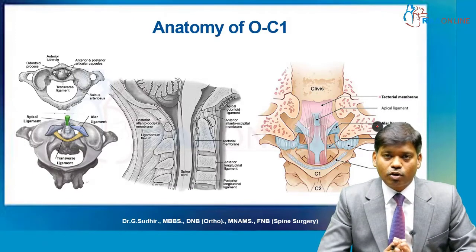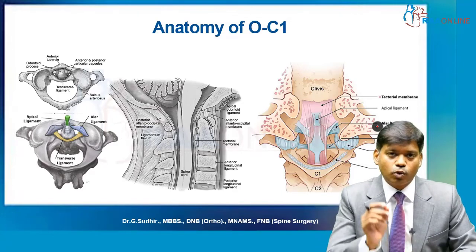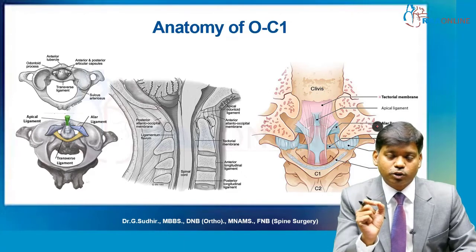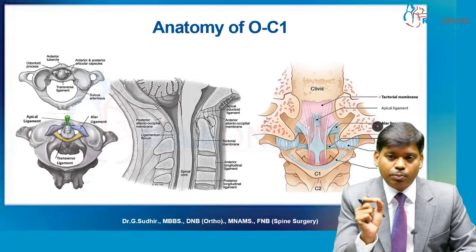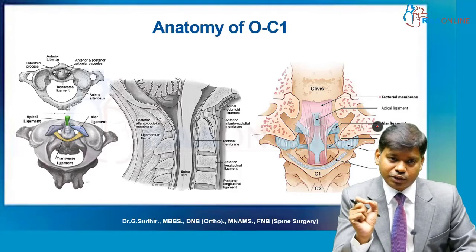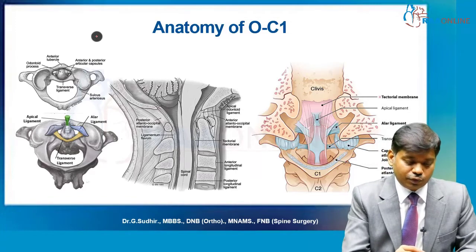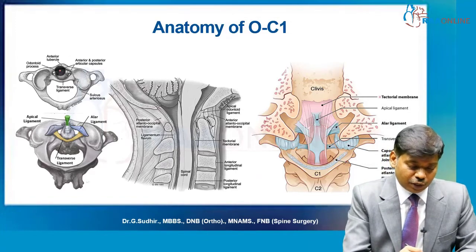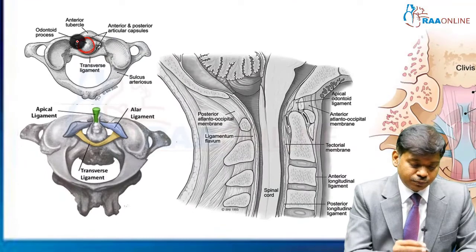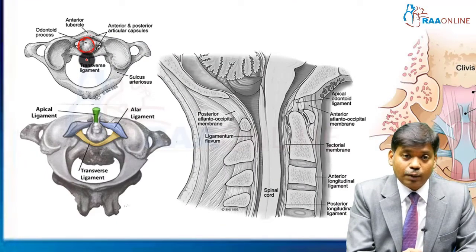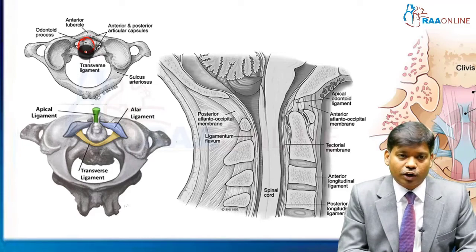Regarding the anatomy of the occipito-cervical region, the most important thing is the ligaments rather than the bone. So we have to understand the ligamentous anatomy very clearly here, because they are responsible for the ultimate stability of the occipito-cervical junction. Here you are seeing the axial view at the level of C1. You can see the facet joints, the odontoid peg and the anterior tubercle. And these are the anterior and posterior articular capsules which keep the odontoid peg in place.